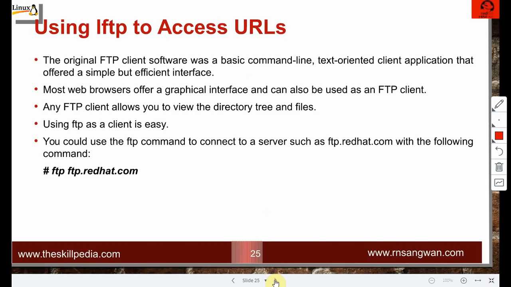Using LFTP to access URLs. The original FTP client software was a basic command line text-oriented client application that offered a simple but efficient interface. Most web browsers use a graphical interface that can also be used as an FTP client, and I demonstrated FileZilla for that, a GUI utility for FTP client connectivity. FTP, as I said again, represents file transfer protocol. Any FTP client allows you to view the directory tree and the files. Using FTP as a client is quite easy. You simply type FTP followed by the server to which you want to connect.